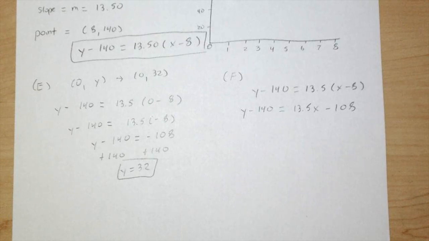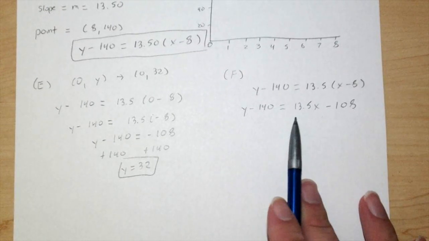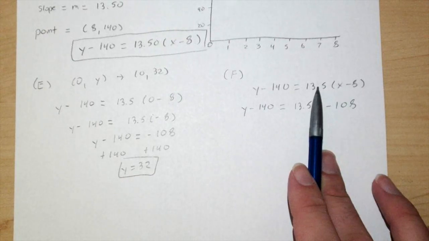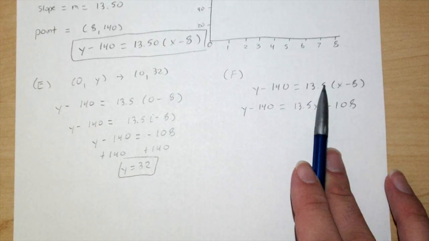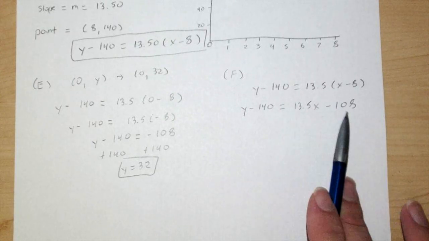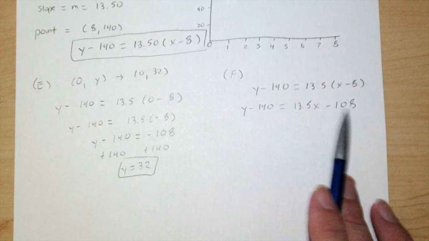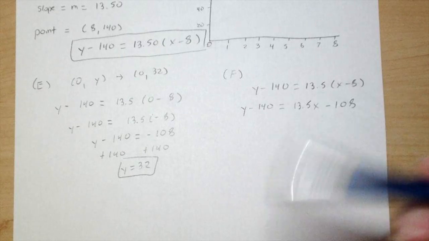Okay, so hopefully everyone can see that. To go from here to here, all we did was undistribute this times this and this times this. Now if I move this over here, it's going to give us the equation.